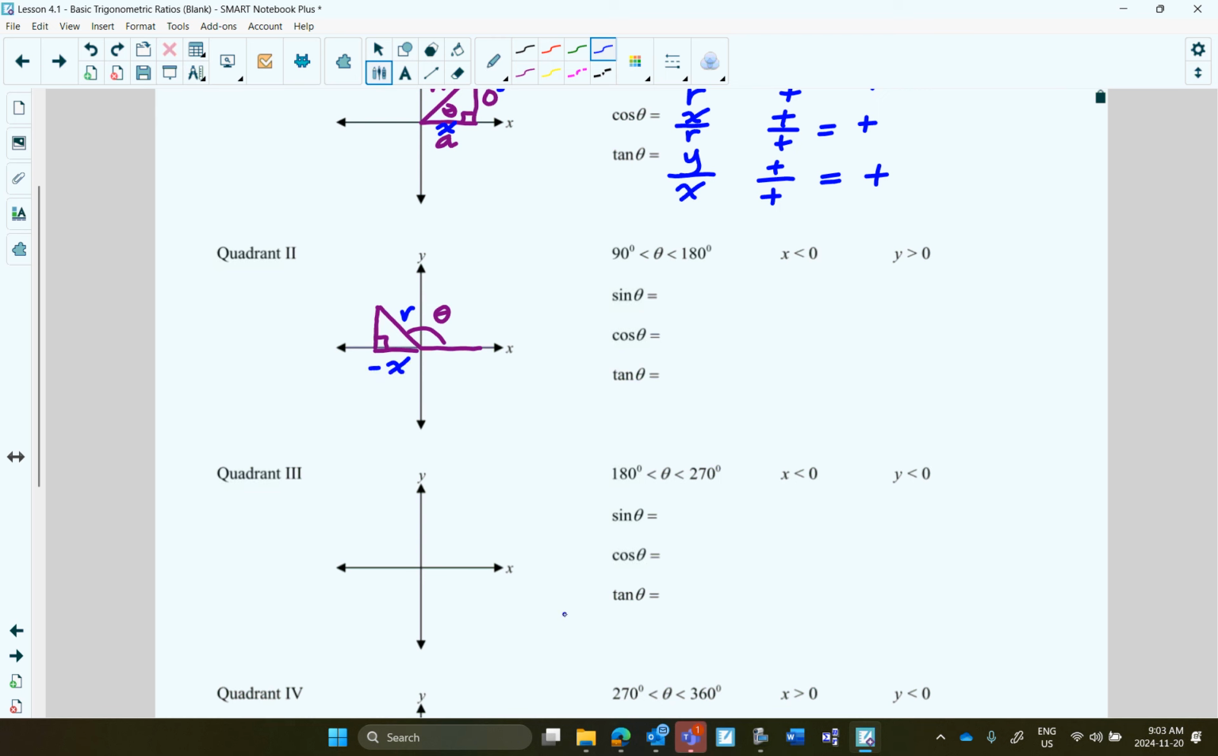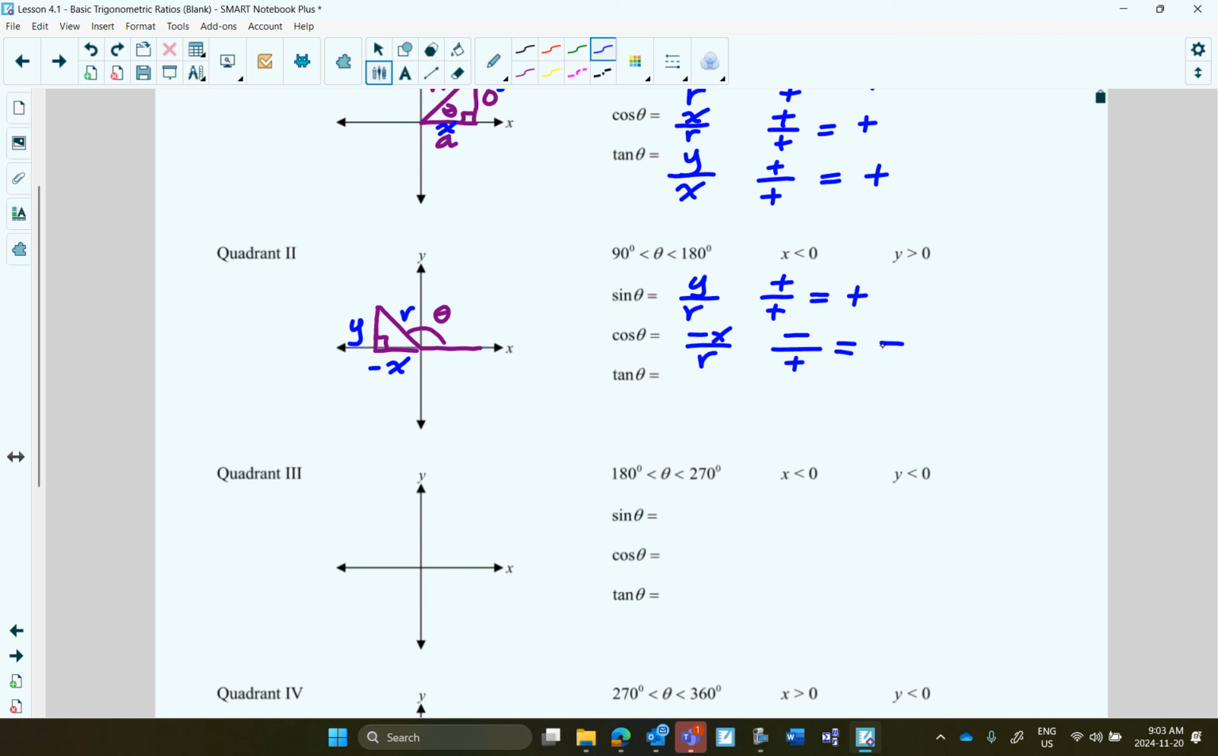So the sine of any angle in quadrant 2, between 90 and 180, is still going to be positive y with positive r, a positive over a positive equals positive. The cosine is going to be adjacent, negative x over positive r, which means a negative over a positive, which gives us a negative answer. And again, you could confirm that on the calculator. Take the cosine of any angle between 90 and 180, the answer will always be negative.